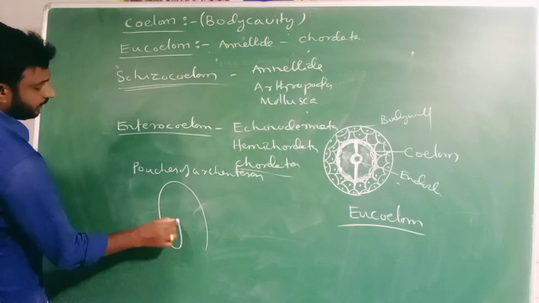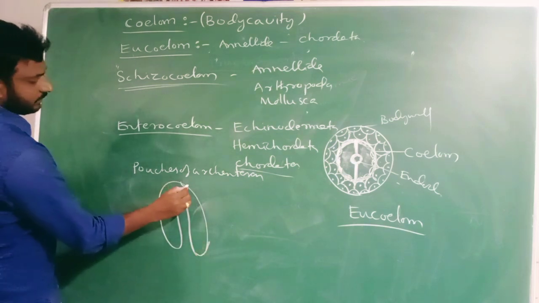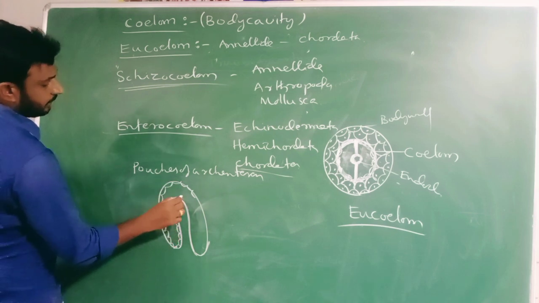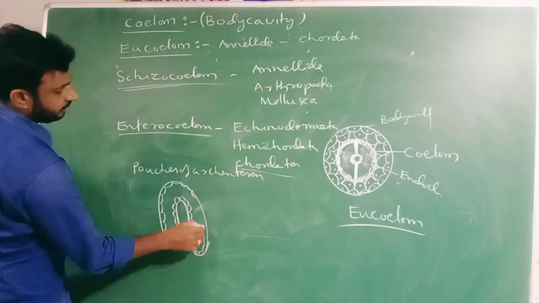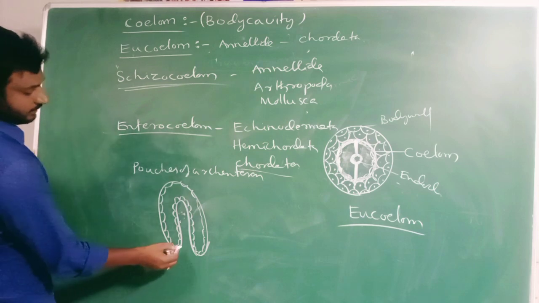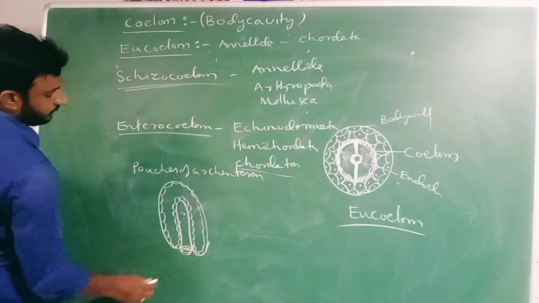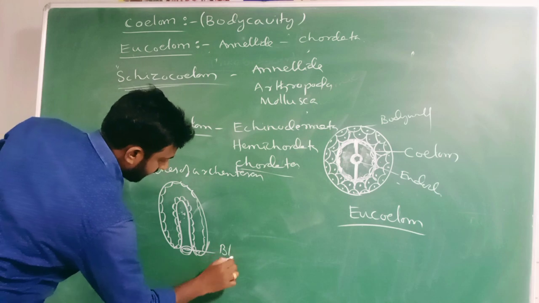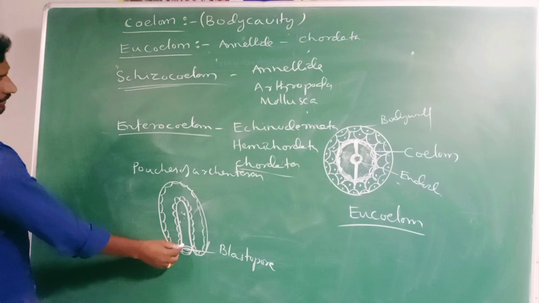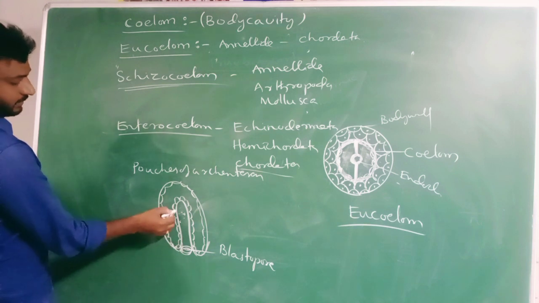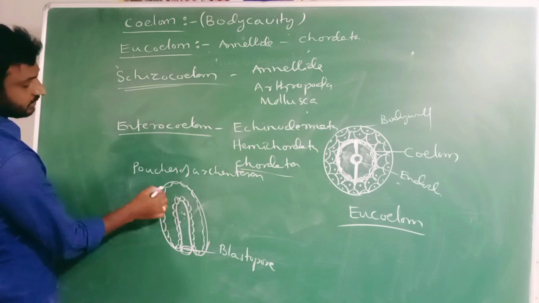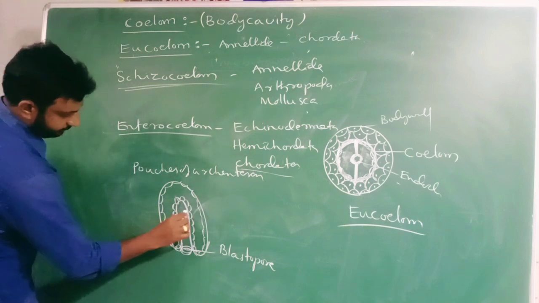In embryonic development, this is the gastrula stage. In the gastrula stage, there is a cavity, and this cavity is called archenteron. It opens outside through one pore, which is called blastopore. In this gastrula stage, from the archenteron some pouches are formed.